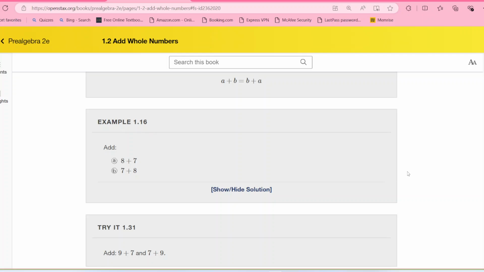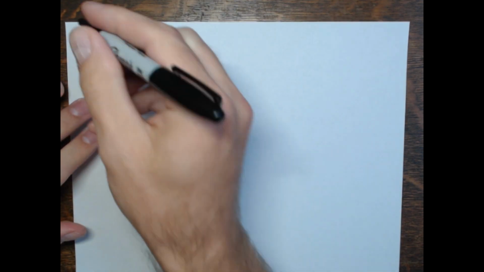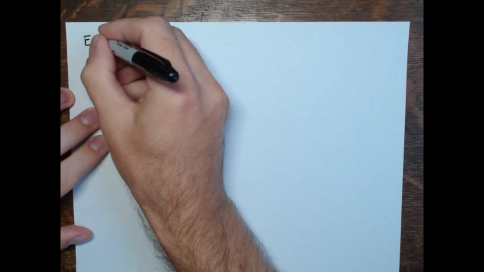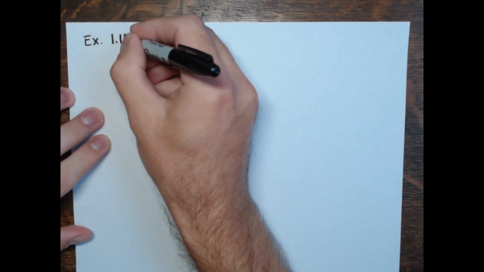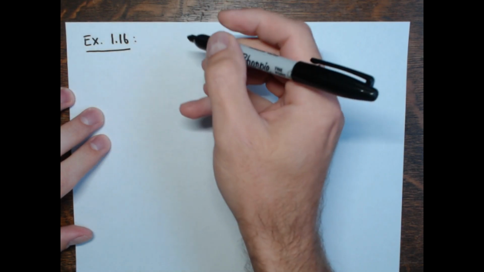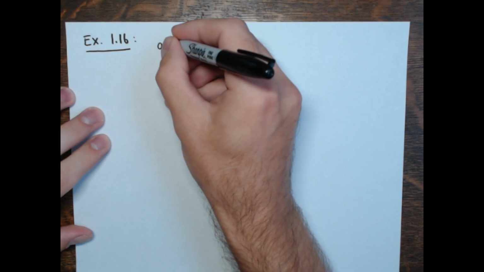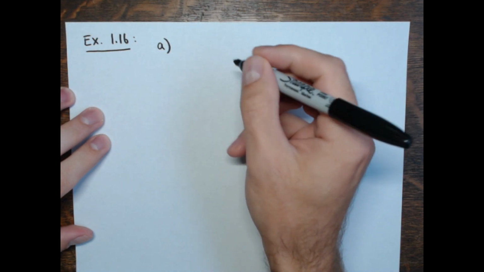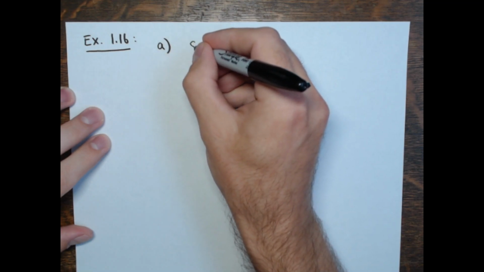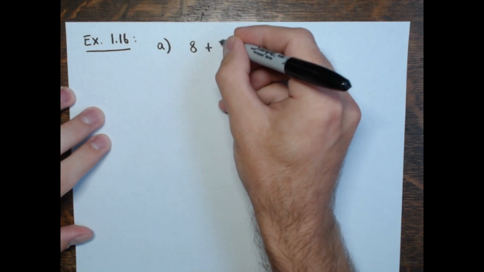So example 1.16. Go to some paper here. Some pretty simple single digit addends in this example. So this is example 1.16. We're asked to add, right? Find the sum. Part A, you have 8 plus 7, right?